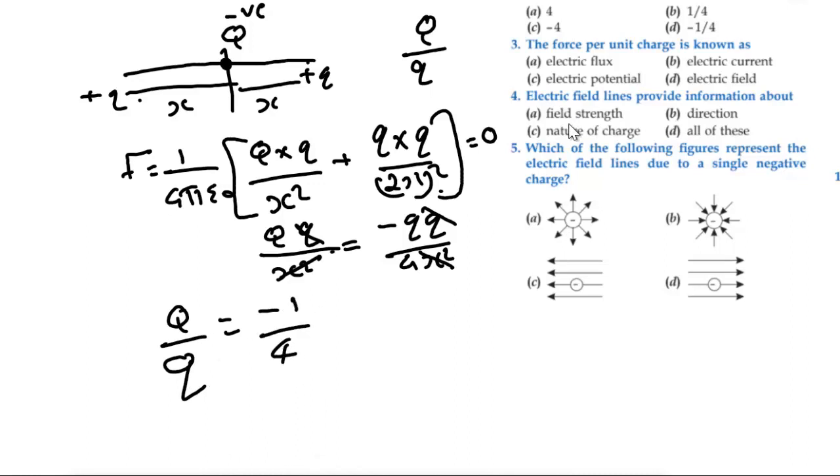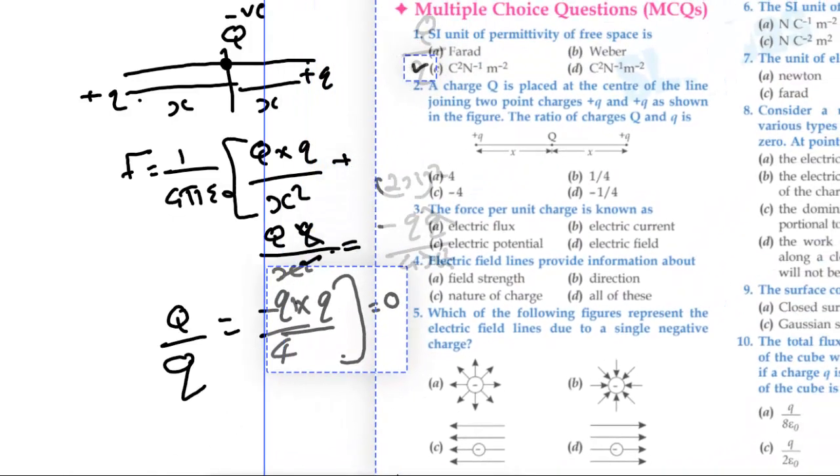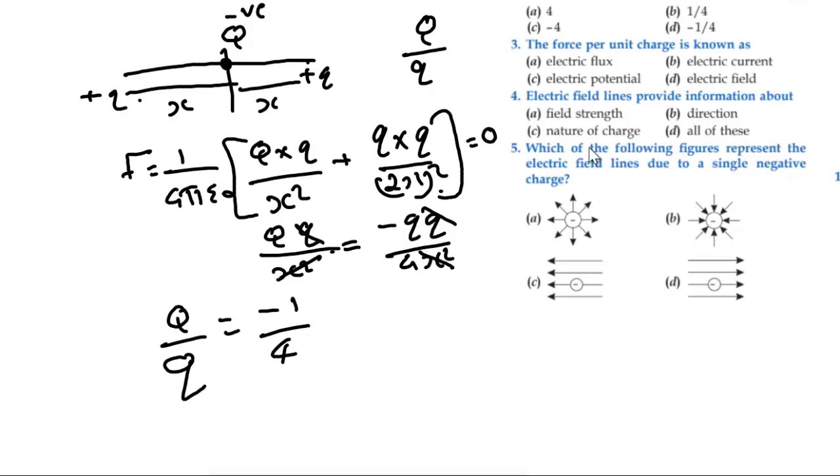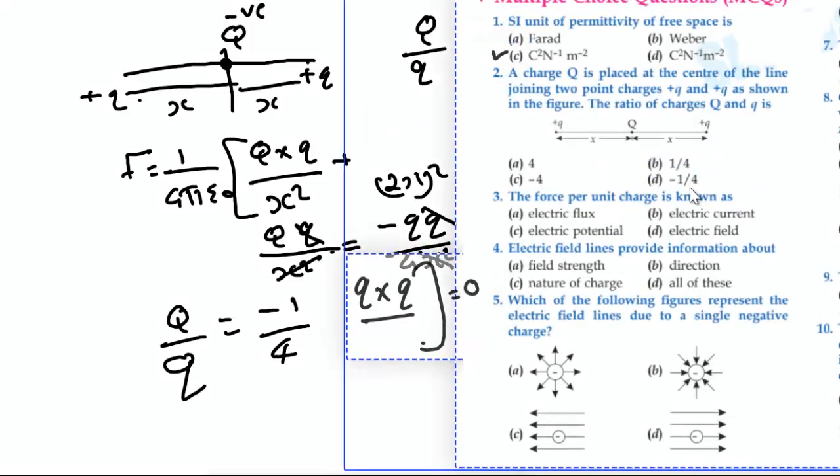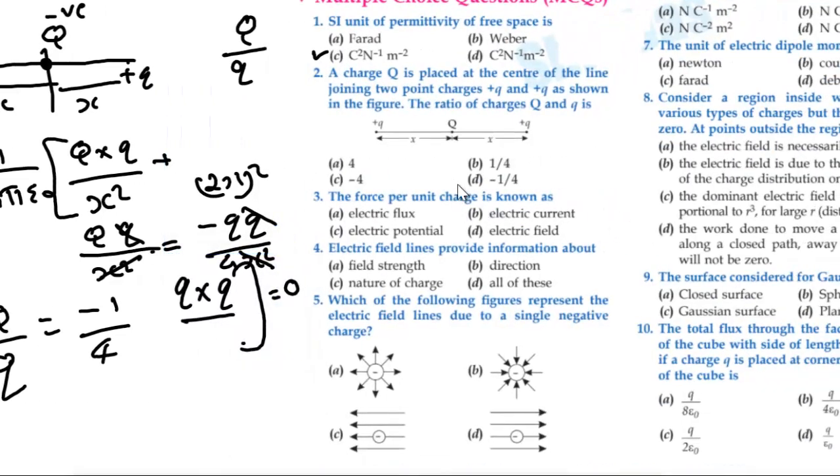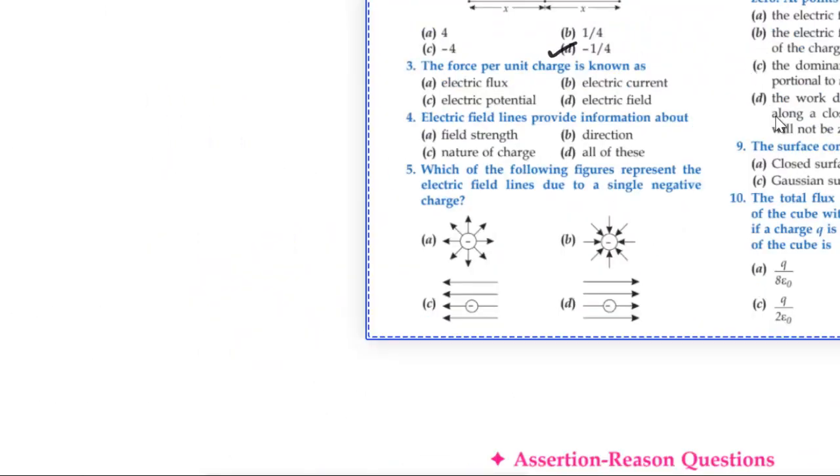So here we will check whether our answer is correct or not. Yes, the answer is minus 1 by 4. The final answer over here is minus 1 by 4. So next question.